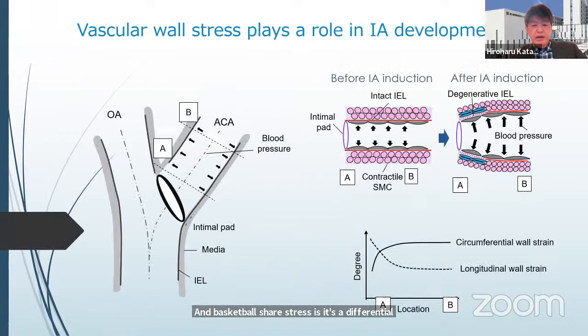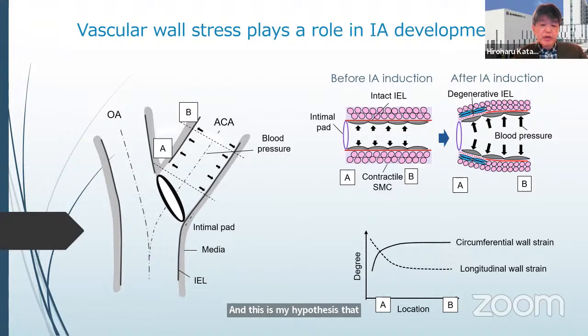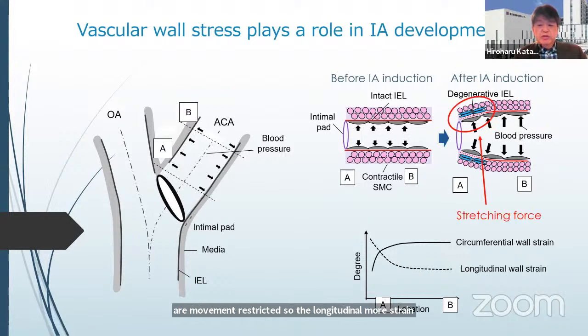And this is my hypothesis: the intimal pad exists circumferentially and restricts the movement of vascular walls. After inducing aneurysm, elevated blood pressure causes excessive vascular wall stress, and at the site near the intimal pad, circumferential movement is restricted, so the longitudinal wall strain is increased, causing stretching forces to the vascular wall in this site.